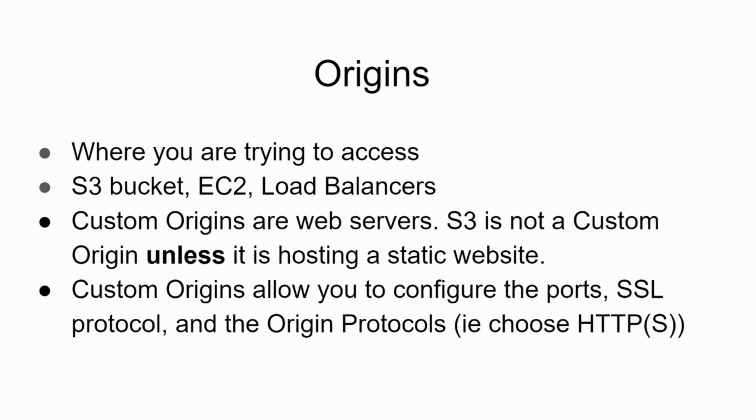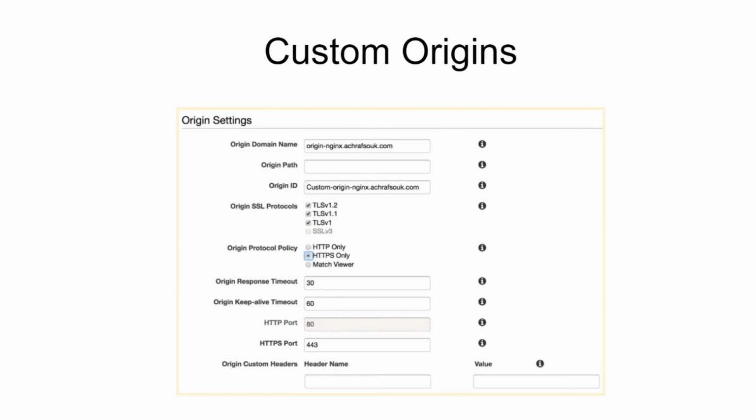Static websites on S3 don't work with HTTPS, but if you have it in a CloudFront distribution, that can be resolved. Custom origins allow you to configure the ports, SSL protocol version, and the origin protocols. Basically, it allows you to configure whether you want every request that's being made to be HTTP or HTTPS.